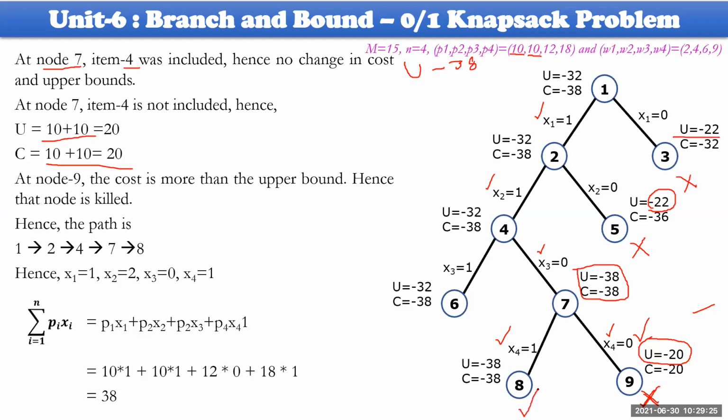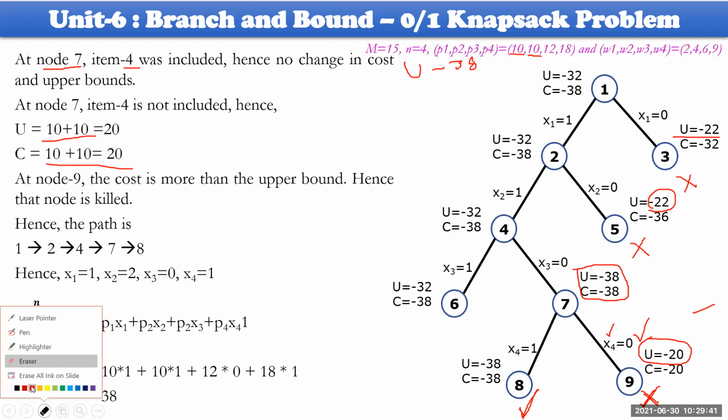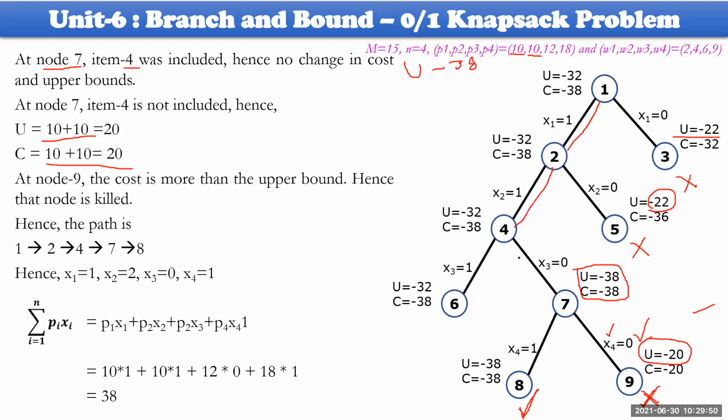Only one node is available with us. This is node 8. So we need to choose the path based on this one. How could you choose the path here? The path will be taken in such a way: 1 to 2, then 2 to 4, then 4 to 7, then 7 to 8. That is the specific path which we have selected here.